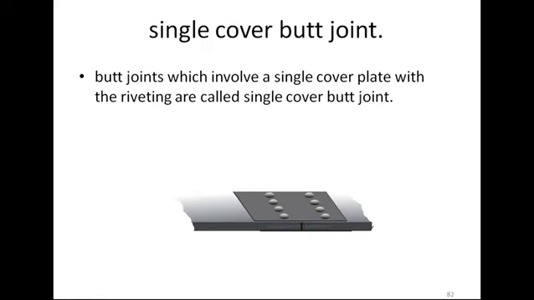Now the next one we are going to see is a single cover butt joint. Butt joints which involve a single cover plate with the riveting are called single cover butt joints. So a single cover butt joint means that we are using only a single cover plate. Here we see the two plates where we have used only a single cover plate. So this is called a single cover butt joint.